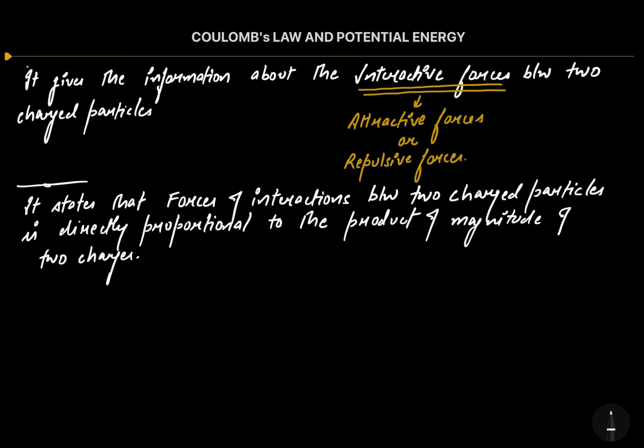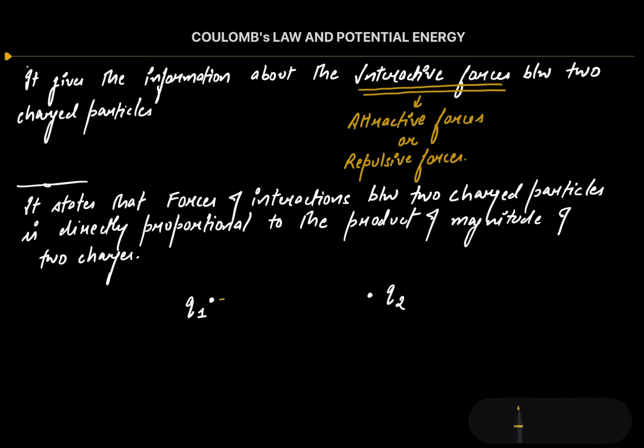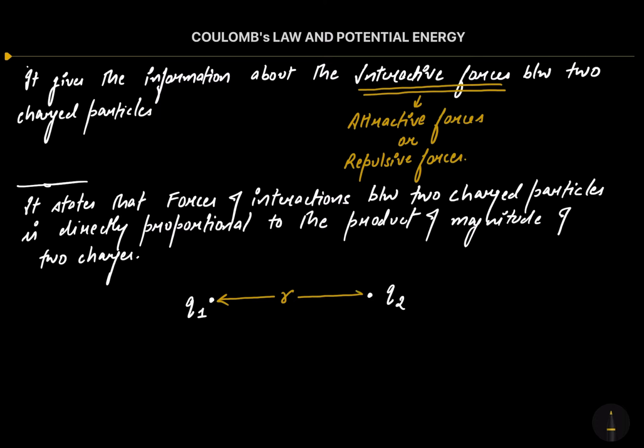Let me give you an example. We have two point charges, let it be Q1 and Q2. Now they are separated by a distance small r. So the first point states that the interactive forces between the two charges will be directly proportional to the product of the magnitude of these two charges.